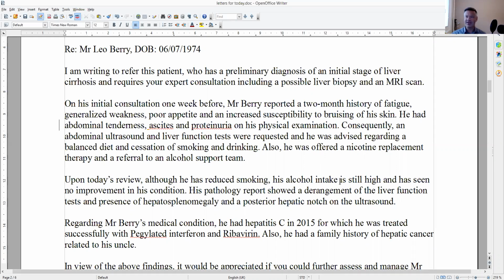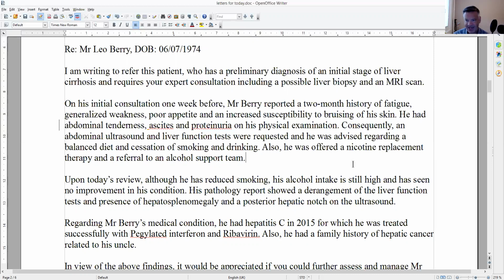balanced diet. What does that mean? So you advised him to start eating a balanced diet and cessation. Well, you don't really say that. You must cease. You must cease smoking and drinking. You simply say you've got to stop. Consequently, so and so were requested, and he was advised. Okay, balanced diet, cessation of smoking and drinking.